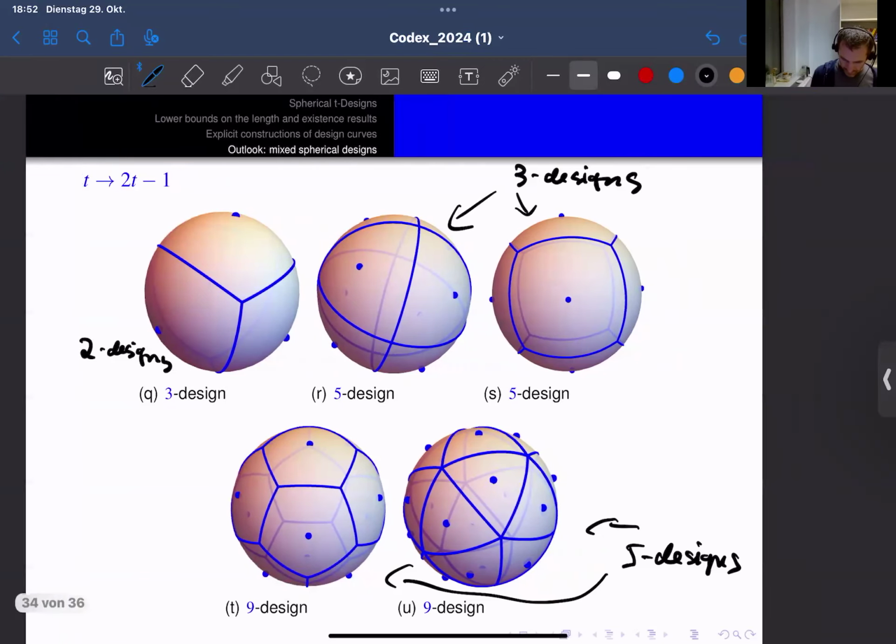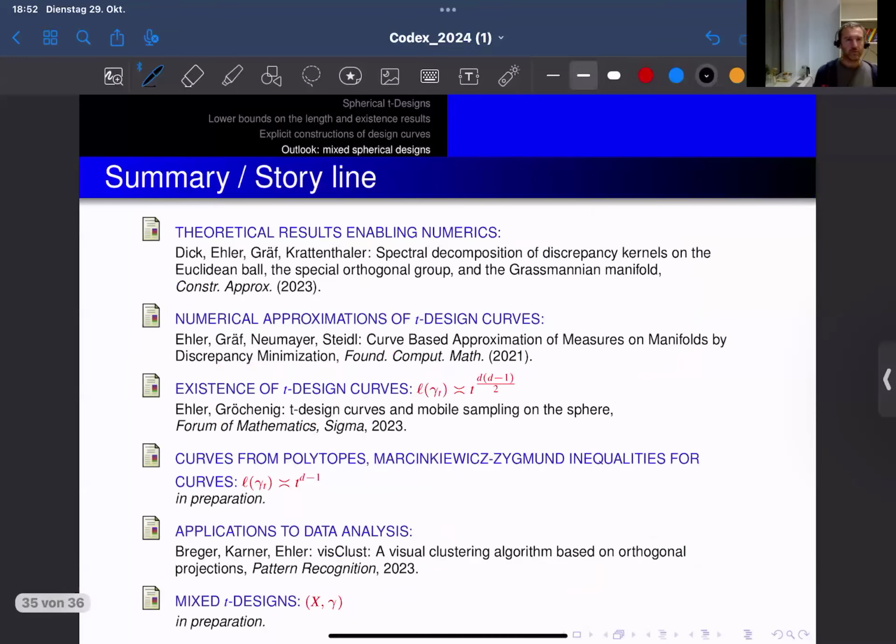Okay. Yeah, this is certainly a work in progress. I'm coming to the end of my talk. So what I wanted to tell you is, there are theoretical results that were enabling our numerical approaches for approximating probability measures by curves. Then there is the actual paper about numerical approximations of probability measures by curves. So it doesn't have to be the uniform measure, it could even be others.